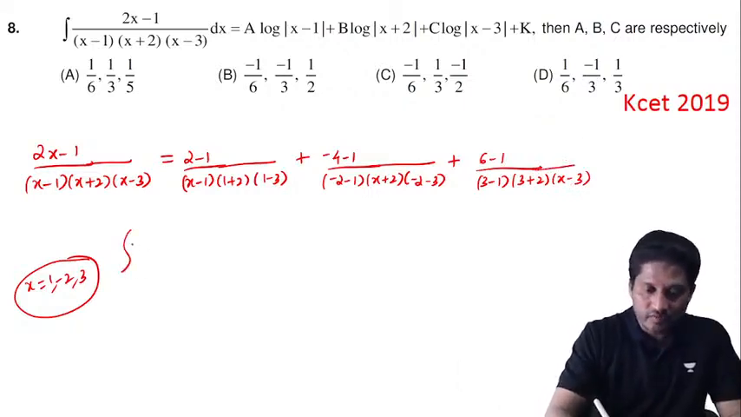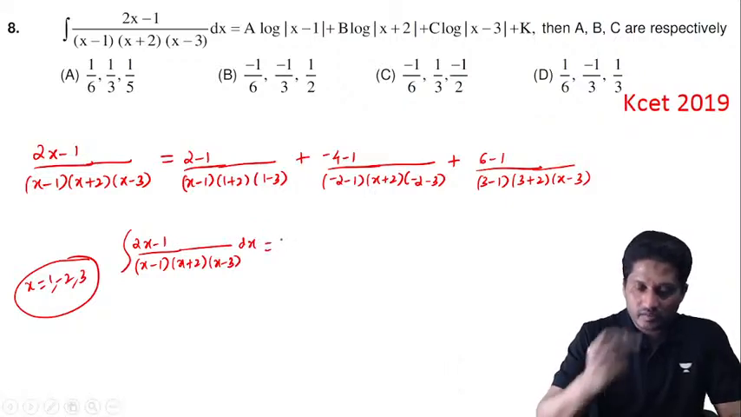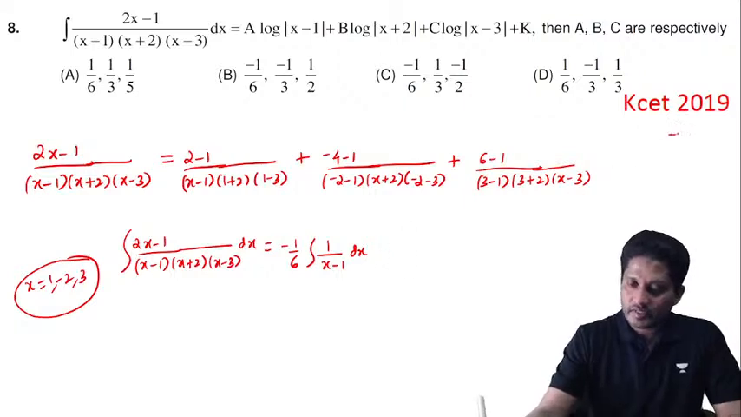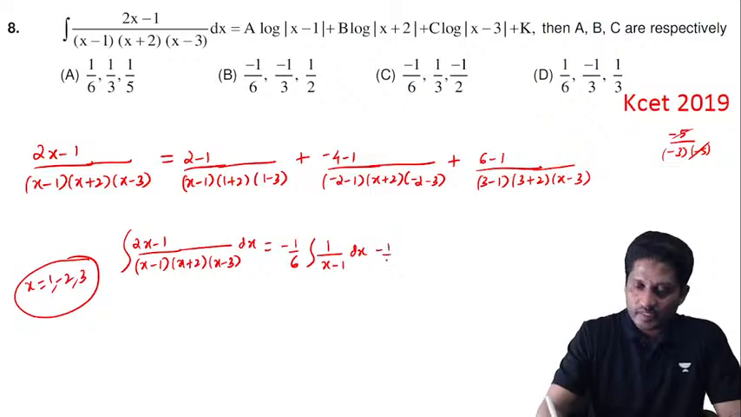Okay, so integration of (2x minus 1) divided by (x minus 1)(x plus 2)(x minus 3) dx is equal to minus 1 by 6 times integration of 1 divided by x minus 1 dx. Okay, and then your next one: the numerator minus 5 divided by minus 3 into minus 5. This will cancel, minus 1 by 3 is left out. So minus 1 by 3 integration of 1 divided by x plus 2 dx.